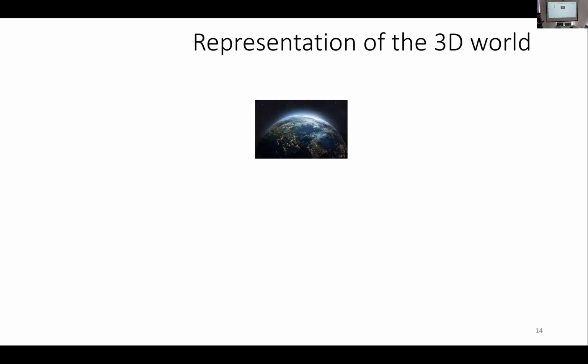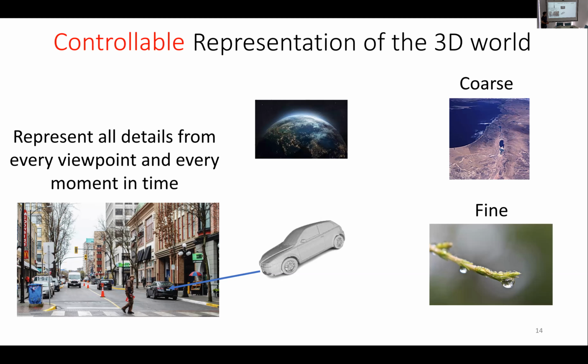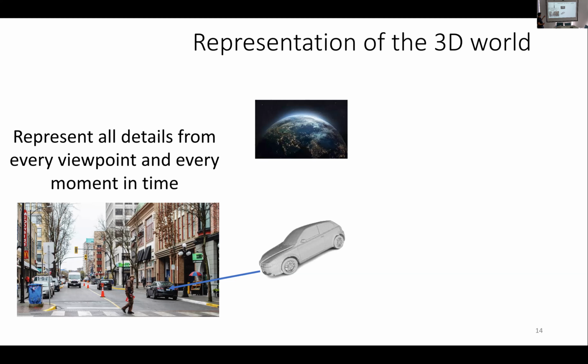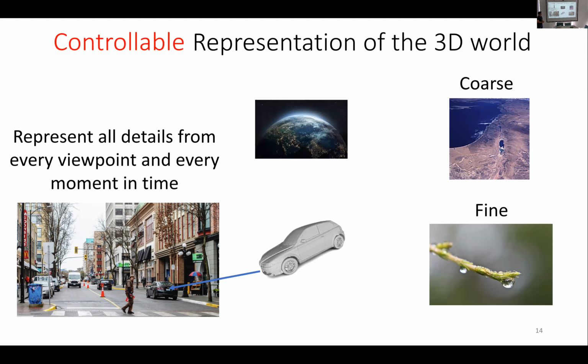And the first challenge is that of representation. What do I mean by that is that, if you look at this image, we ideally want to represent all the details in this image from every viewpoint and every moment in time. But we also want to represent every object. So, for example, this car, and we want to represent the shape of that object from multiple views. And we want to have control of that representation. So, for example, we might want to represent only the coarse details, or alternatively, we might be interested in the fine details, such as the reflections on the water droplets in this image.